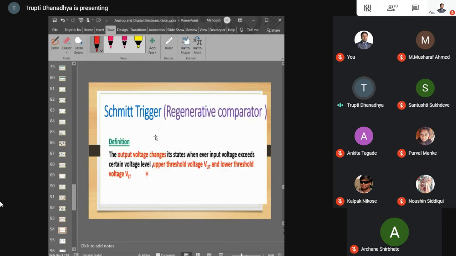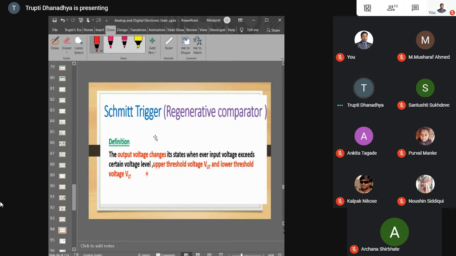The Schmitt trigger definition is like this. The output voltage changes its state when the input voltage exceeds a certain voltage. A certain voltage means the upper threshold voltage or the lower threshold voltage. It depends only on the upper and lower threshold voltage. According to that, the output gets saturated to plus V saturation or minus V saturation.